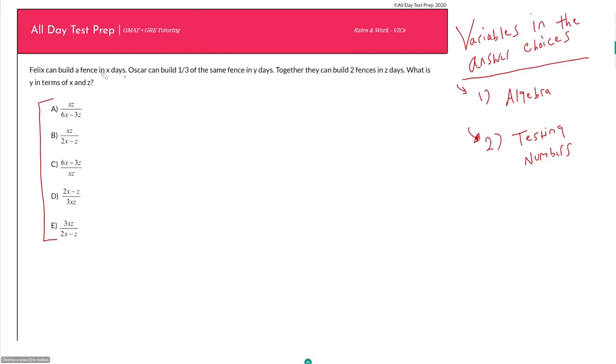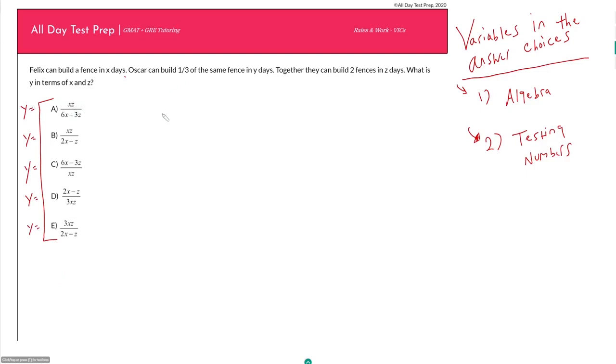Felix can build a fence in X days. Oscar can build 1/3 of the same fence in Y days. Together, they can build 2 fences in Z days. What is Y in terms of X and Z? By that, they mean they want you to imagine that all of your answer choices have a left side over here just saying Y equals. Then they want Y in terms of X and Z.